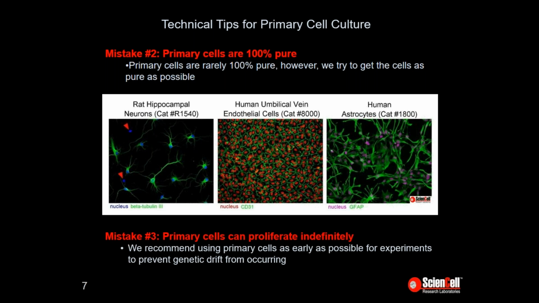Another myth with primary cells is that they can proliferate indefinitely. We strongly encourage you to use primary cells as early as possible for experiments to prevent genetic drift. For example, some primary cells like fibroblasts can be extremely proliferative and can be passaged many times, but it may not be optimal for your experiments to use cells that have diverged so much from the original cell population. Keep in mind that the reason you have selected to work with primary cells is because you wanted cells to be most similar to the cells found in vivo.